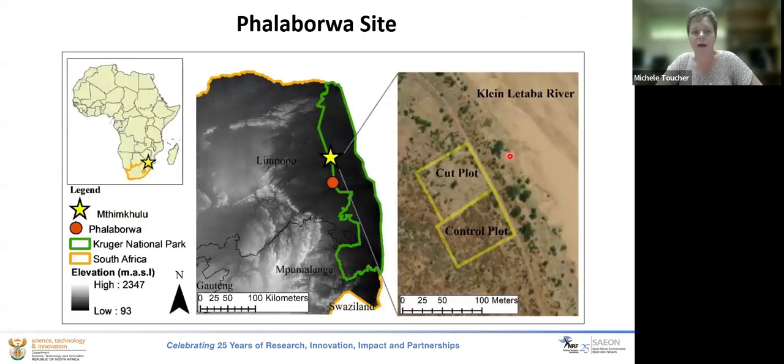Moving to the Palabora site. Now this is a more semi-arid to arid site. So we're looking here at between 400 and 500 millimeters of rainfall per year. Here we had a cut plot where the Mopane has been removed and a control plot, which is quite dense with the Mopane. At both these sites, we used surface renewal systems because the plots are quite small, so we wanted a small fetch on the system, and the eddy covariance system has a very large fetch.